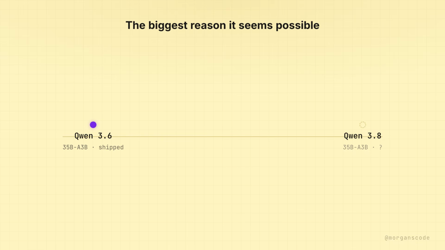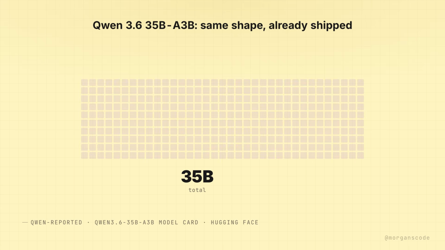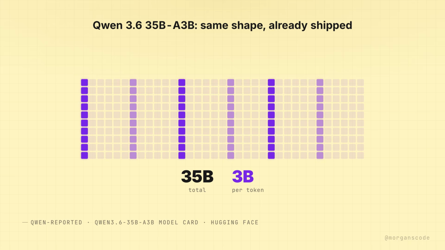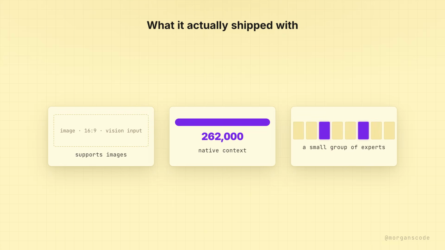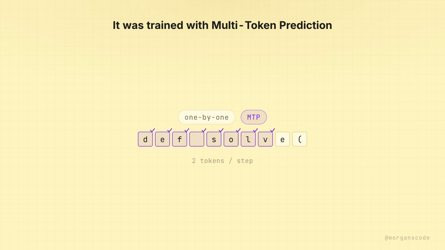The biggest reason a Qwen 3.8 35B-A3B seems possible is simple. Qwen already released almost exactly this format in the previous generation. Qwen 3.6 35B has 35 billion parameters in total, but activates only 3 billion for each token. It supports images, has a native context window of 262K tokens, and uses only a small group of its experts for each token. It was also trained with multi-token prediction, the same feature that can accelerate Qwen by predicting several tokens ahead.